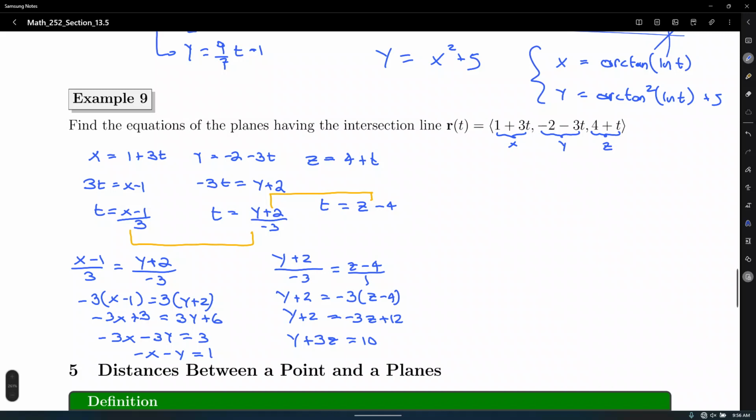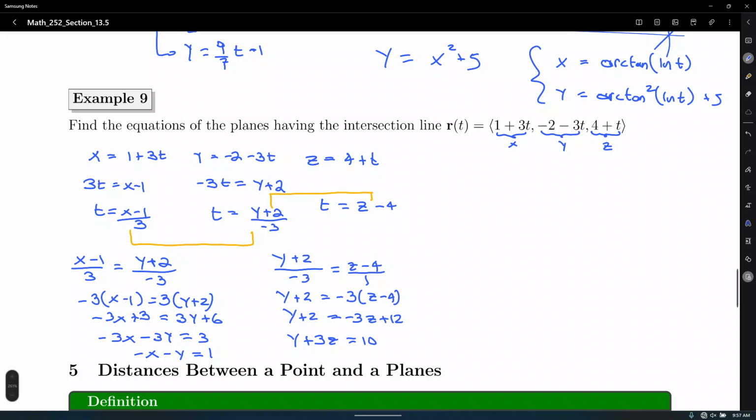Actually, we could get a third plane. Do you see why? Notice how we paired up the first one with the second, and the second one with the third. We can pair the first one with the third one and get a third plane. But in this case, we are required to find only 2. Actually, there's no restriction, but I'm just going to do 2. All right, 2 is fine.